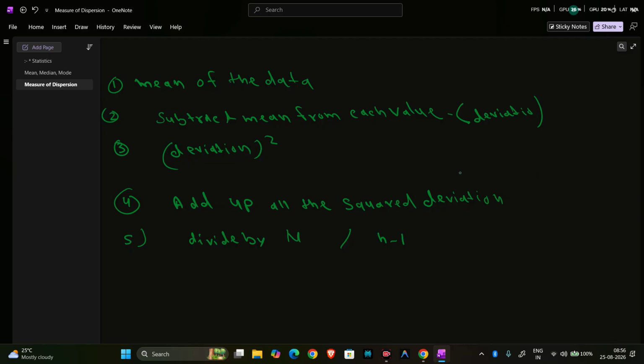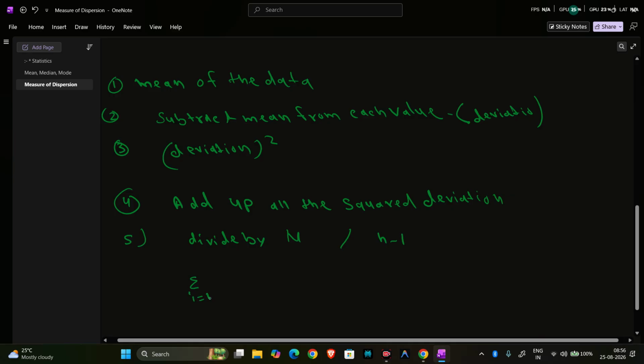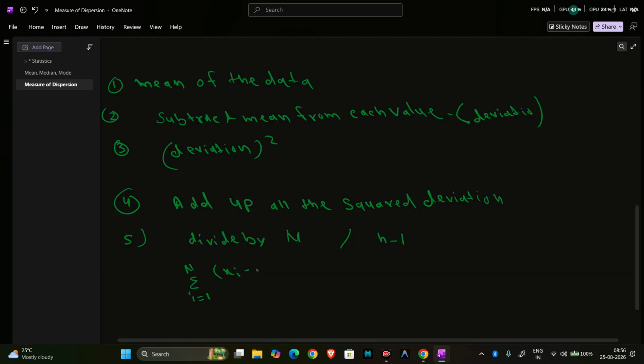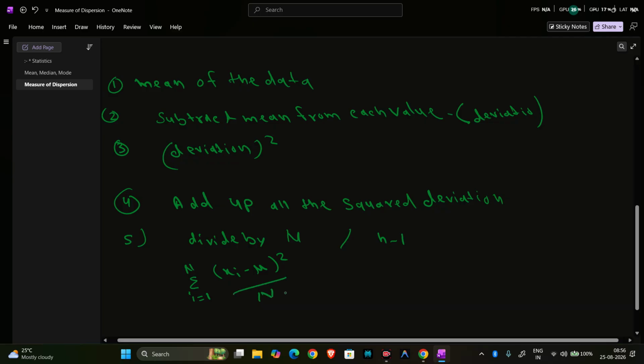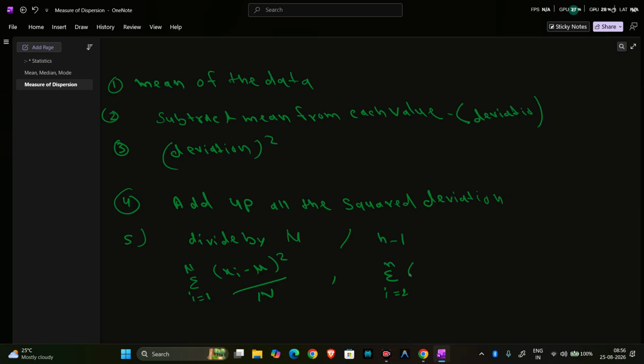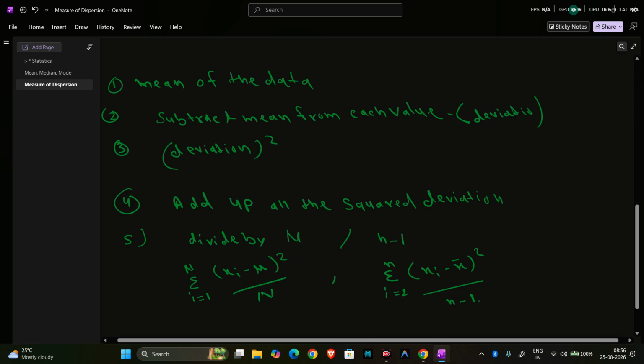So what was the formula? I will write here again, summation i equals 1 to n, (xi minus mu) squared divided by n, and the other one is summation i equals 1 to n, (xi minus x bar) squared divided by n minus 1. So these are the steps. Okay, so we will see one example here.